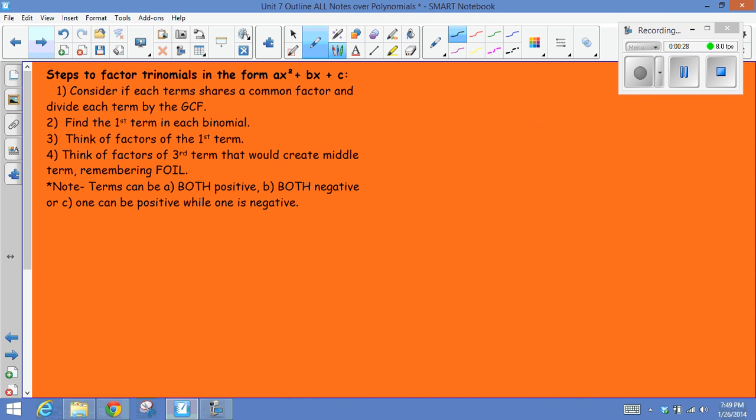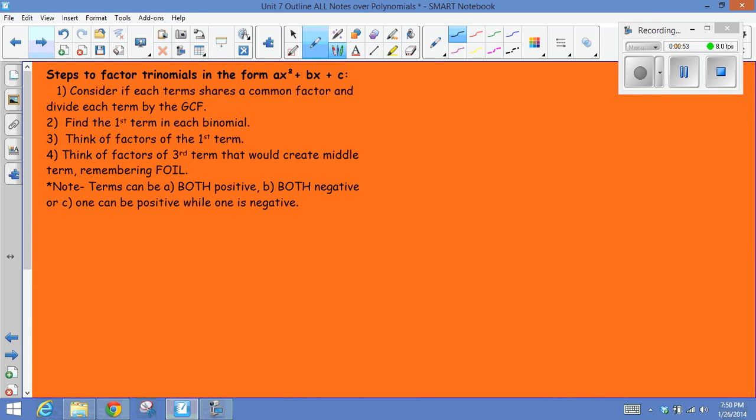So, steps to consider when you're factoring. You always want to take out a greatest common factor first if you can. Sometimes you can and sometimes you can't. Sometimes the only thing you can do is take out a common factor, but you always want to check that first. Find the first term in each binomial, think of the factors of the first term, and think of the factors of the third term that would create that middle term.